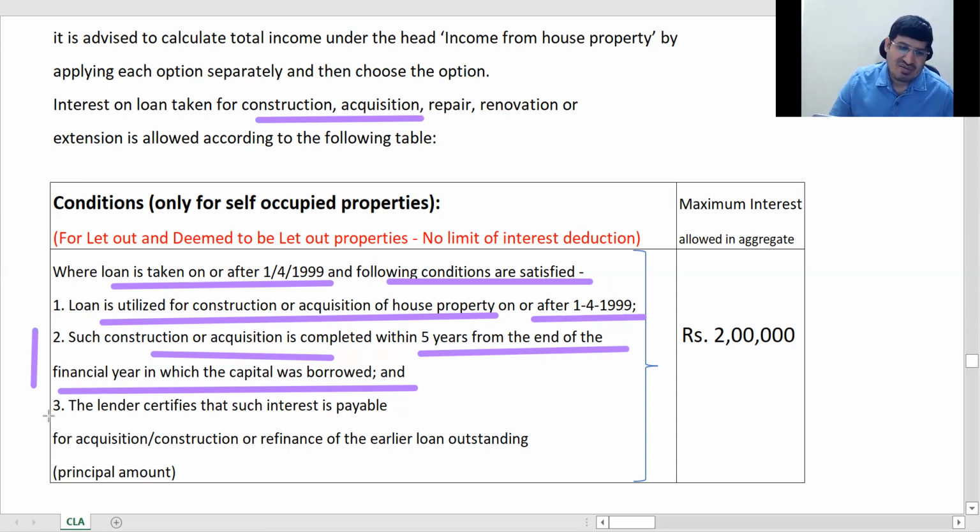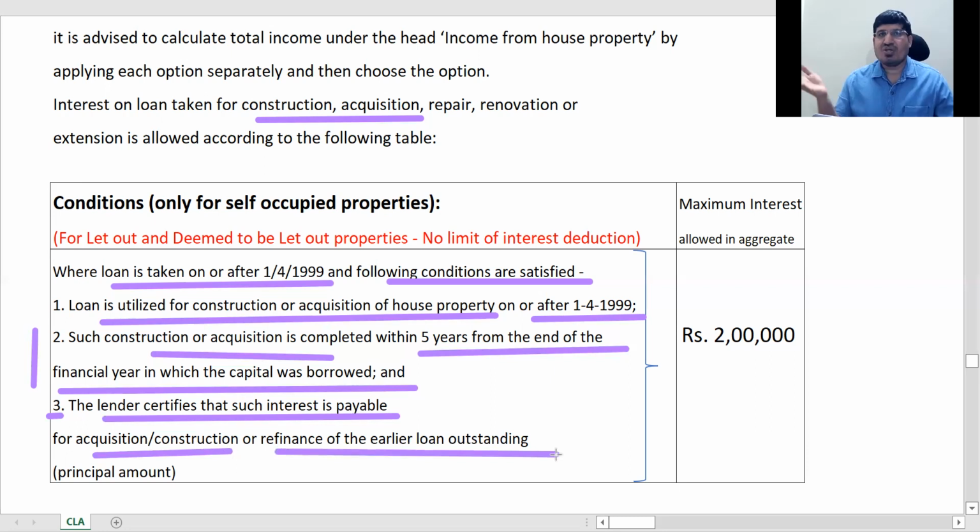And this third point, many people who are working will know it. Okay. I don't know how many of you have gone for home loan, but if you do, then you need a certificate of interest from the bank from which you have taken loan. Okay, that certificate has to be attached along with your return of income. Okay, with the documents when they are submitted to your employer, that time you have to submit that. So lender should certify that the interest payable is for acquisition, construction, okay, or a refinance of an earlier loan.